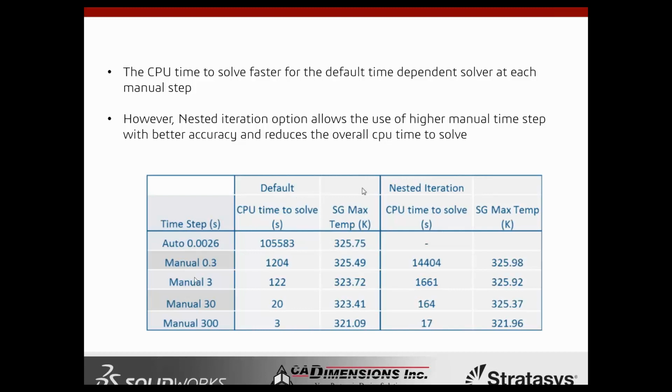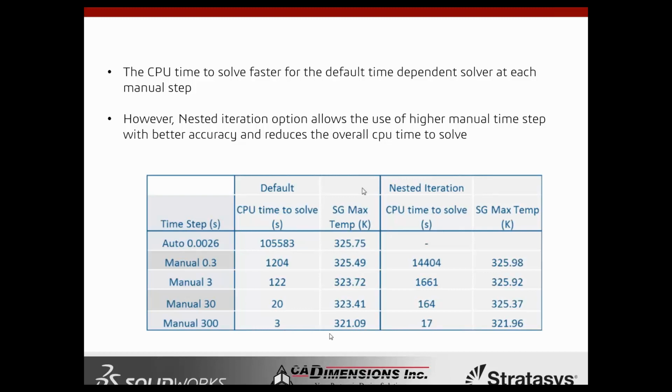Now when we change that default analysis and drop it down to 0.3, the time to solve decreased significantly, but now your accuracy is dropping quite a bit. This dropped to 325.49. When we increase the time step to 3, time to solve is again much faster, but now you've already lost 2 Kelvin there. So this is quite significant for a temperature. You want to get very good temperature results, and temperature is one of the easiest calculations to do in computational fluid dynamics. You can see that when we went to manual 300 steps, we were down to 3 seconds, so it really solved almost instantaneously. But at this point, we already lost 4 degrees of temperature in our results.